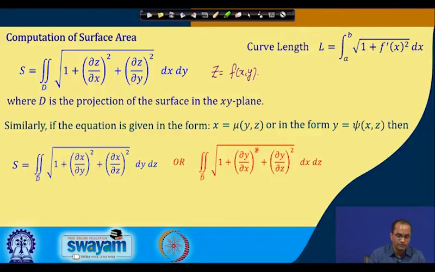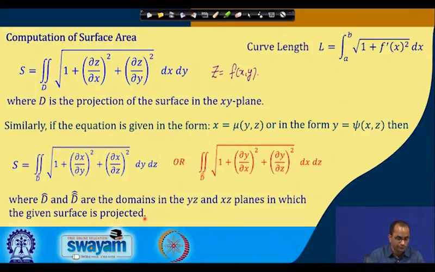Or in the case when the function is given by y is equal to psi of x and z, we will have the partial derivatives of y with respect to x and z, and then dx dz, and here this D double hat will be the projection of the surface in the xz plane. So, this D hat and D double hat are the domains in the yz plane in the first case, and in the second case in the xz plane, in which the given surface is projected.